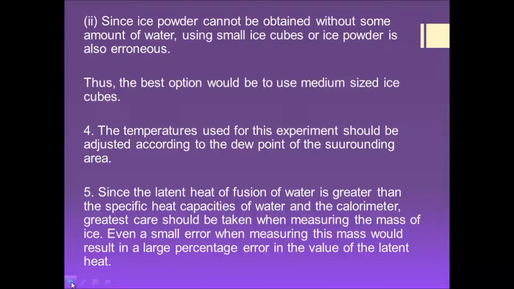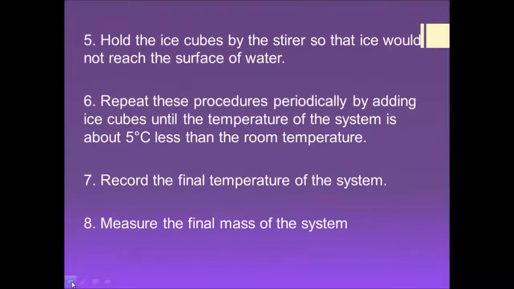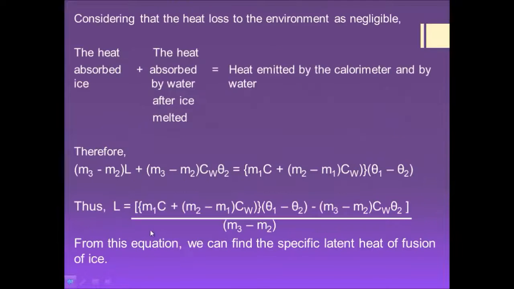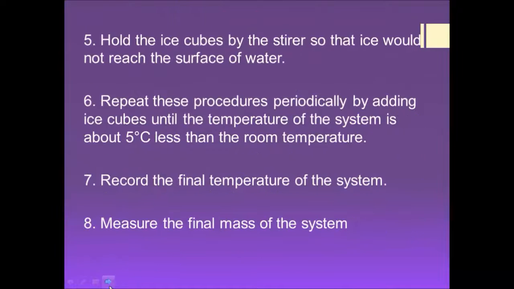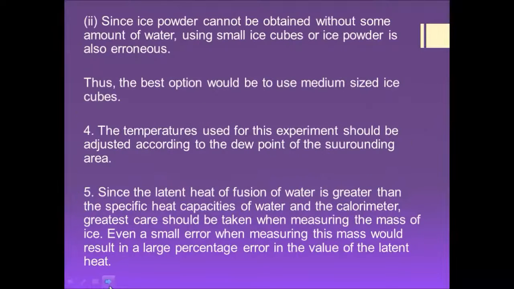So according to this equation, you can see clearly that when the value of M3 changes by a very small degree, even a small degree can make the percentage error on L very high. So the greatest care should be taken when measuring the mass of ice, right?